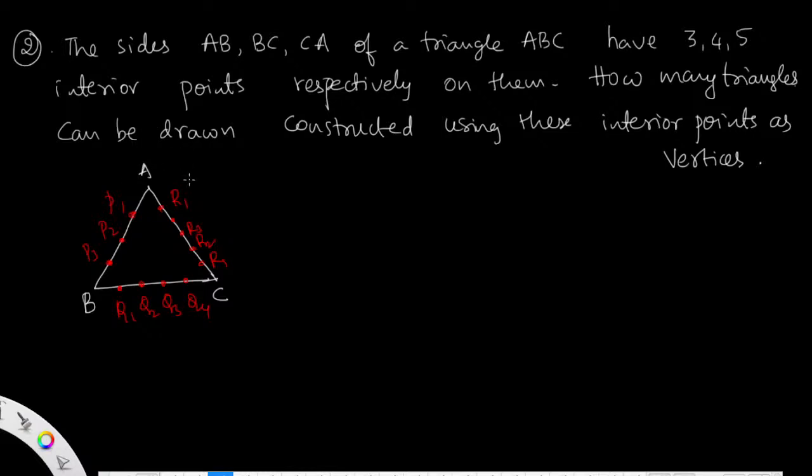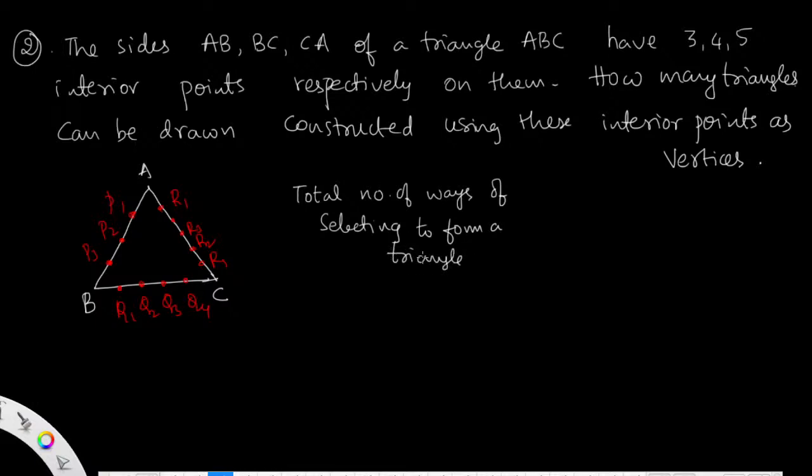But we need to form the cases easily, by forward thinking: the total number of ways of selecting to form a triangle, minus the wrong ways. The number of cases are more, that is why we are thinking of another way, so that is why we are doing like this.